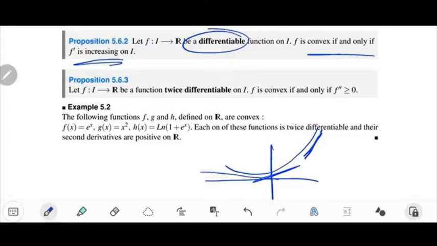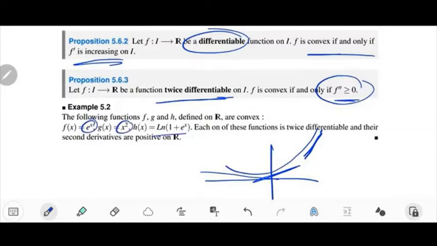Also, you can prove that if f is twice differentiable, then f double prime should be positive. Again, this is only true when f is twice differentiable. So if f is not twice differentiable, it can be convex without having this property. But if it's twice differentiable, then of course you can prove the convexity using f double prime greater or equal to 0, or the converse, saying that if f is convex, then the second derivative is greater or equal to 0.